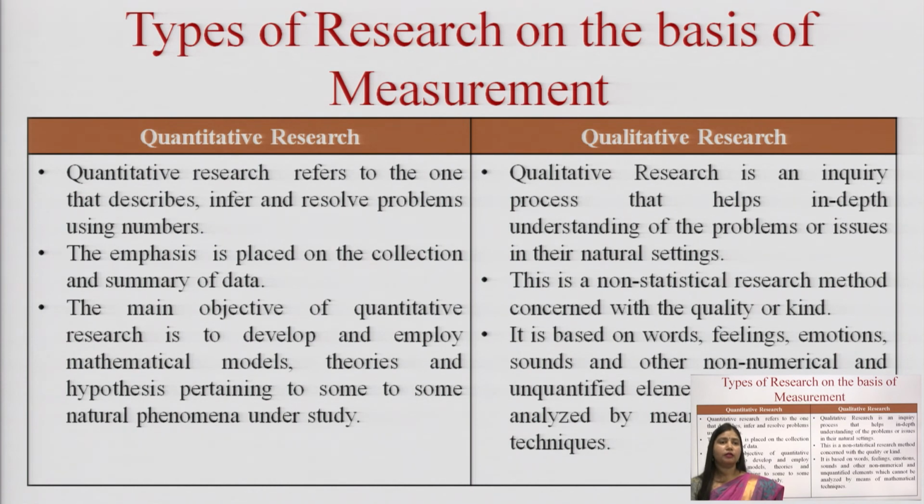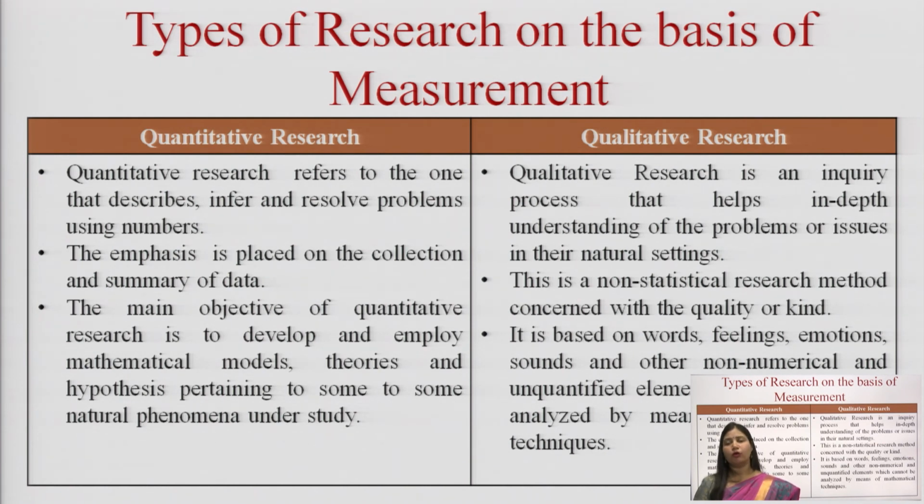Then the main objective of the quantitative research is to develop and employ mathematical models, theories, hypotheses pertaining to some natural phenomena under study. The objective of the quantitative research is to use a certain type of mathematical tool, like in social research, by proving a hypothesis you are using a correlation method or the regression method or the t-test method.